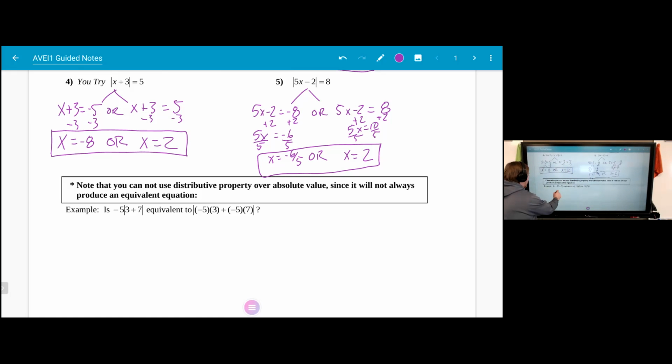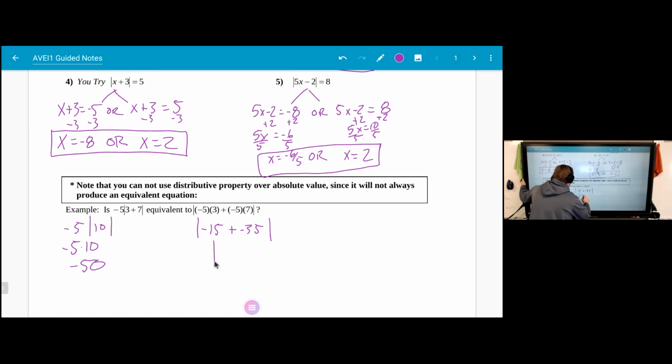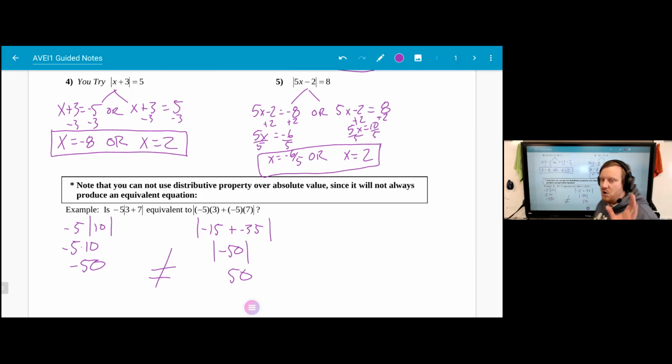Let's check that. This one right here becomes negative 5 times the absolute value of 10, which is negative 5 times 10, which happens to be negative 50. On the right, we would have the absolute value of negative 15 plus negative 35. Well, this is the absolute value of negative 50, and the absolute value of negative 50 is just a positive 50. These do not equal. You cannot use distribution through an absolute value symbol. Okay, knowing that, let's go ahead and move to the next part.